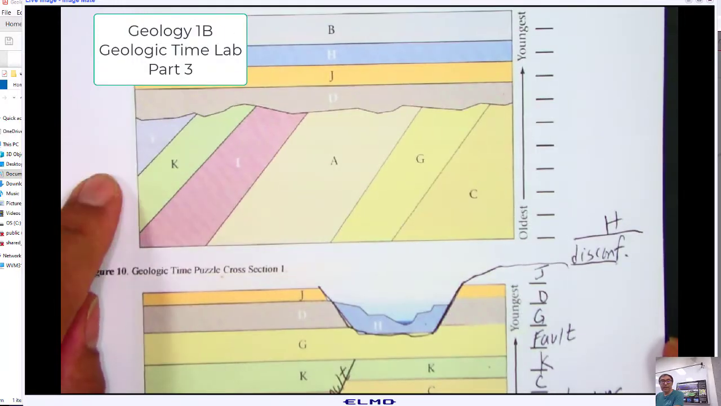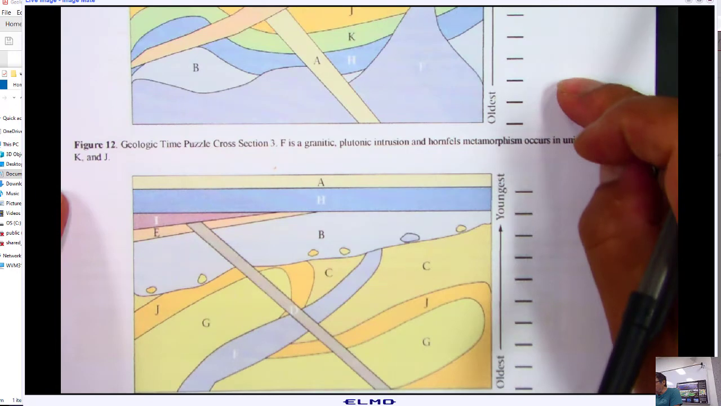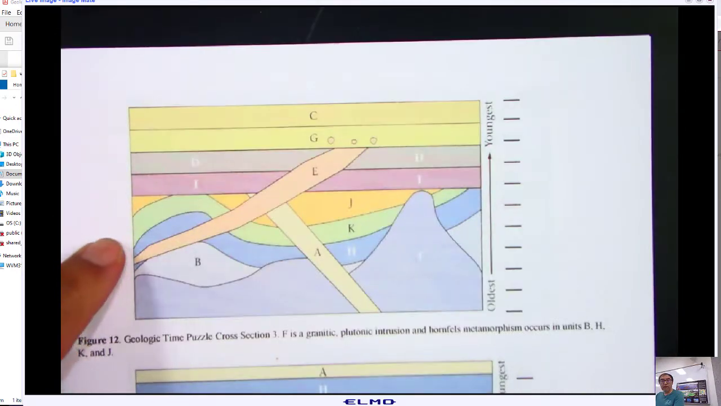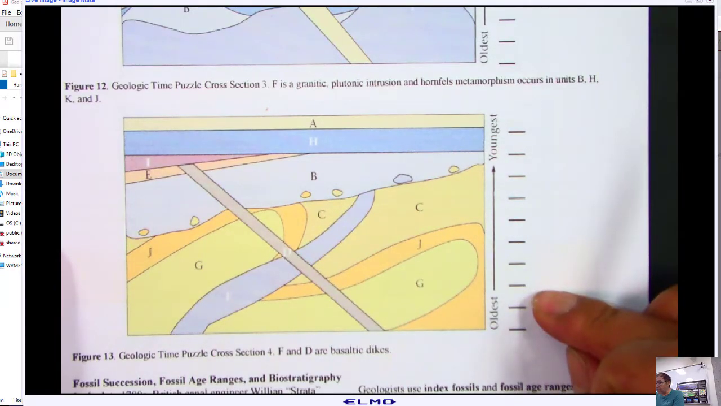Go back and do figure 10. It's an easier one. I'll let you do that one. And then let's do figure 13. It's kind of a harder one. I'll let you kind of work on figure 12 here. So same idea. We might have to add extra lines here for our time.